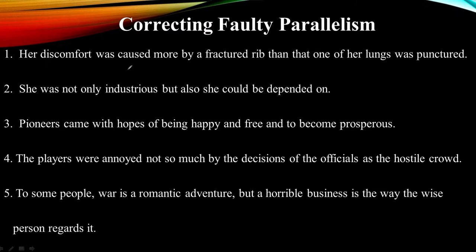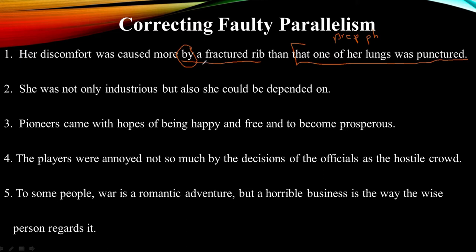Her discomfort was caused more by a fractured rib than that one of her lungs was punctured. So here, it was caused by a fractured rib, and then you have this strange structure that one of her lungs was punctured. This is a whole clause, and this is a prepositional phrase. So this is going to have to turn into a prepositional phrase in order for it to be correct. How are we going to do that? You recall I told you just a moment ago that if you can repeat words, it makes things easier when you're trying to correct an error in parallelism.